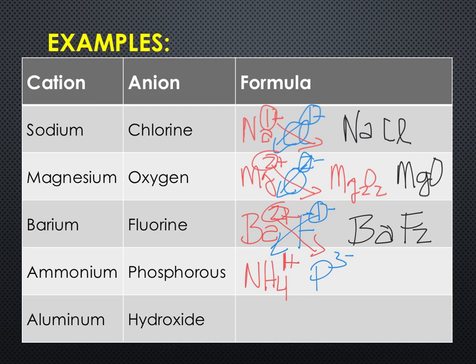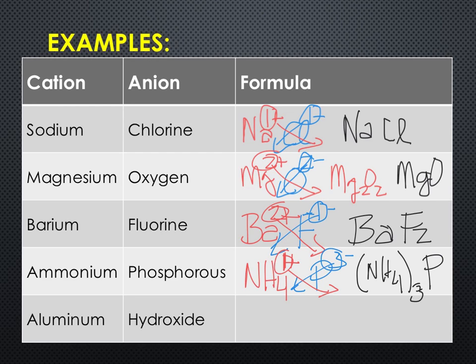So now here's where the parentheses have to come into play. When we do our crisscross, we can see that there is more than one NH4 now, because it's going to have 3. So what we're going to do is put parentheses around the NH4, because remember, the NH4 is plus 1, not the H or the N, and then phosphorus.